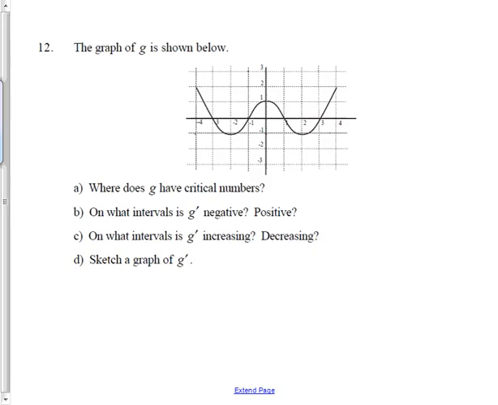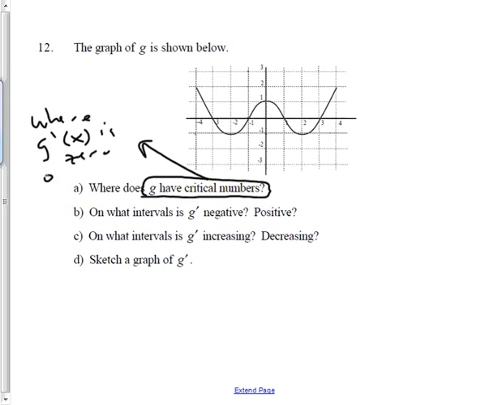So now let's look at what a homework question, or a class time question, might look like. It gives us a graph of G, and we want to answer questions about critical numbers and the derivative function. So where does G have critical numbers? Remember, critical numbers are where the derivative is 0 or undefined. Well, that's going to happen there, and there, where the tangent line has a slope of 0. So where does G have critical numbers? At x equals negative 2, 0, and 2.